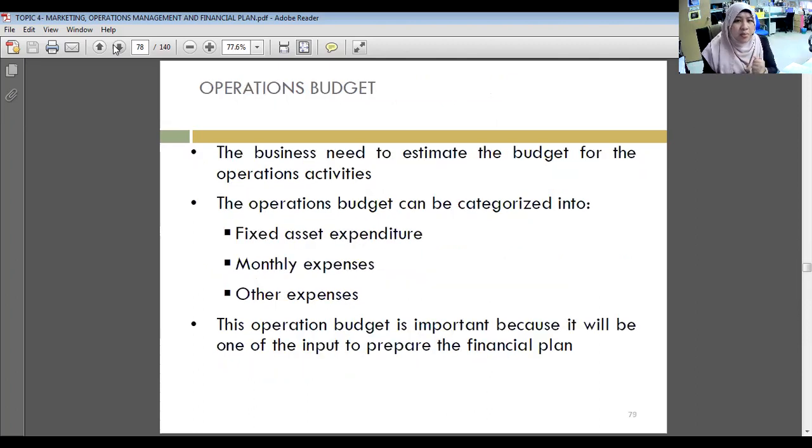Alright, so the operation budgets. Okay, the business needs to estimate the budget for the operation activities. So the operation budget can be categorized into fixed asset expenditure, monthly expenses, and also other expenses.